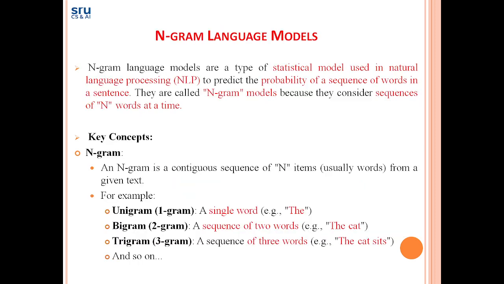N-gram models: it is a type of statistical model used in natural language processing. It is used to predict the probability of a sequence of words in a sentence. It is called an N-gram model as it considers a sequence of n words at a time. Key concept here, n-gram. For example, unigram, 1 gram, a single word, example: the. Bigram, 2 gram, a sequence of two words, example: the cat. Trigram, 3 gram, a sequence of three words, example: the cat sits, and so on.